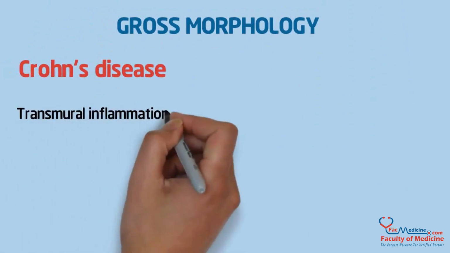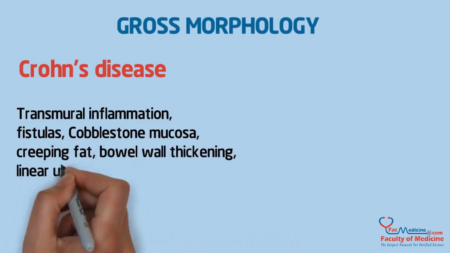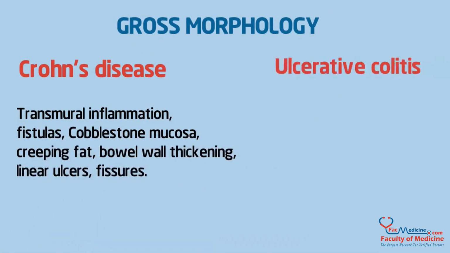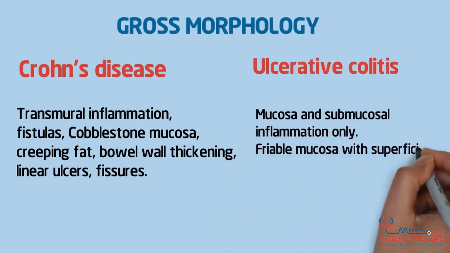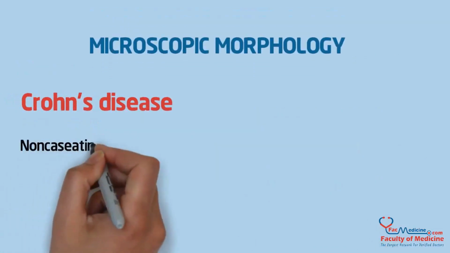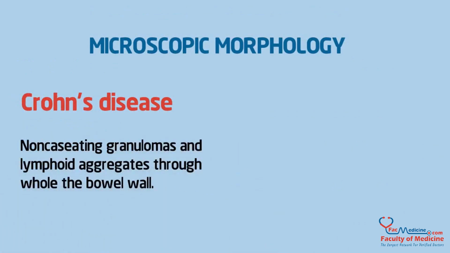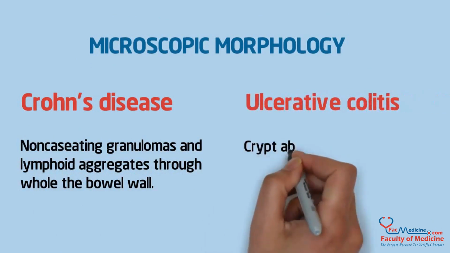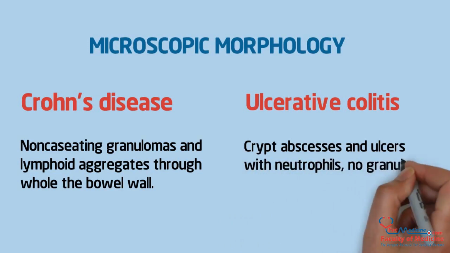Gross morphology. Crohn's disease: transmural inflammation, fistulas, cobblestone mucosa, creeping fat, bowel wall thickening, linear ulcers, fissures. Ulcerative colitis: mucosal and submucosal inflammation only, friable mucosa with superficial or deep ulcerations, pseudopolyps, loss of haustra. Microscopic morphology. Crohn's disease: non-caseating granulomas and lymphoid aggregates through the whole bowel wall. Ulcerative colitis: crypt abscesses and ulcers with neutrophils, no granulomas.